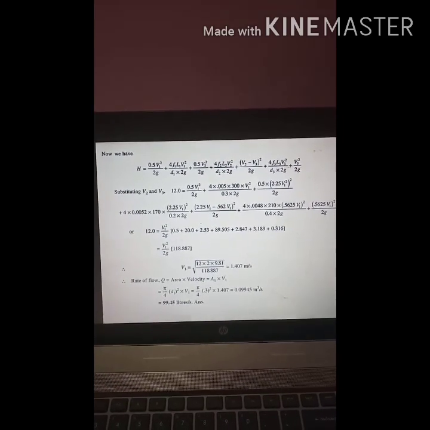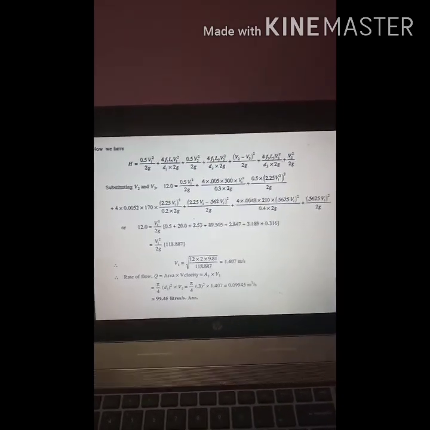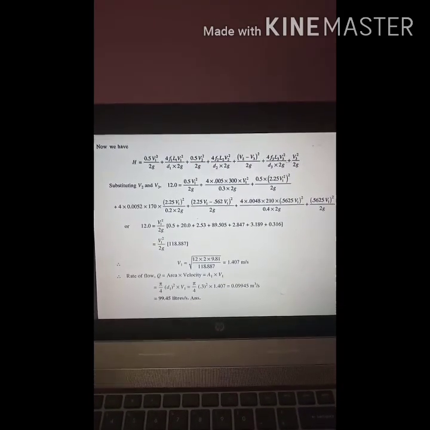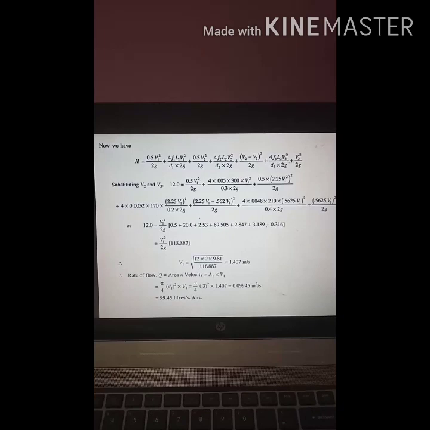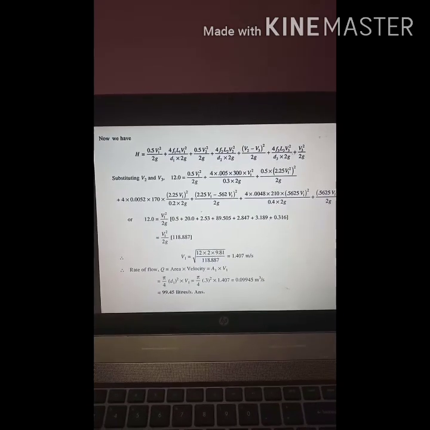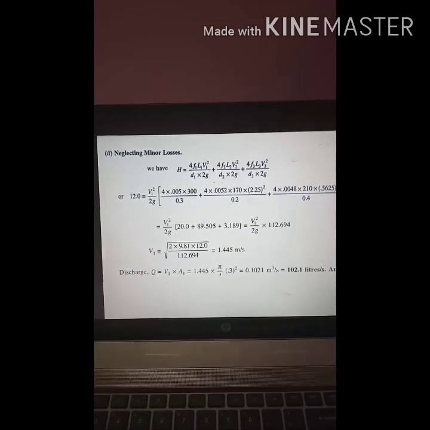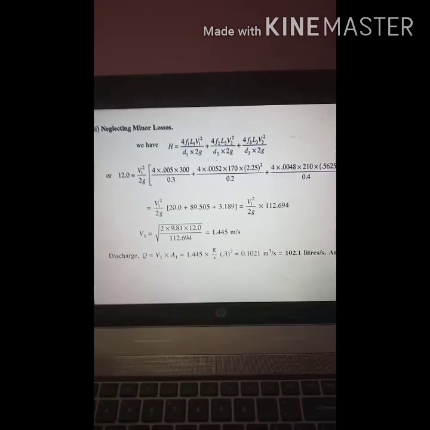Once you get the value of v1, you can calculate the discharge, that is area into velocity, a1 v1, and that is coming as 0.09945 meter cube per second, or 99.45 liters per second. So this is about the first part of the numerical.